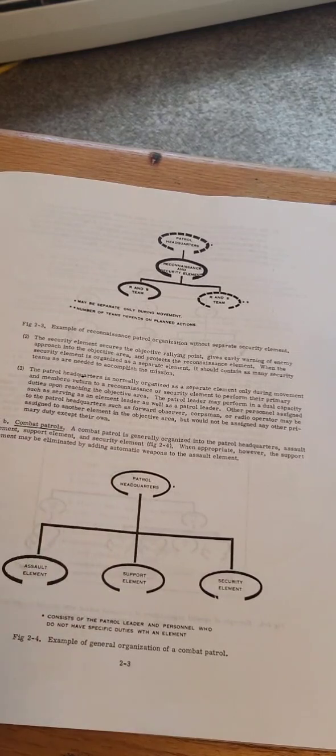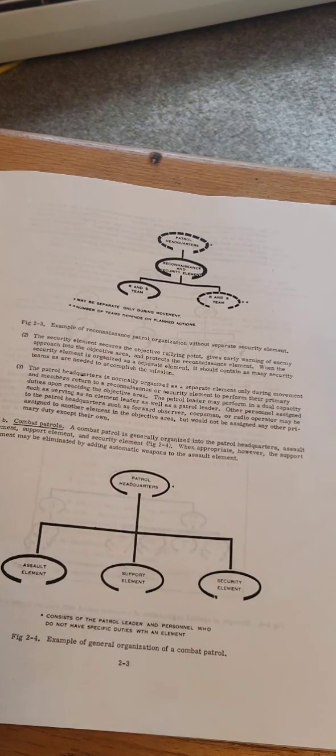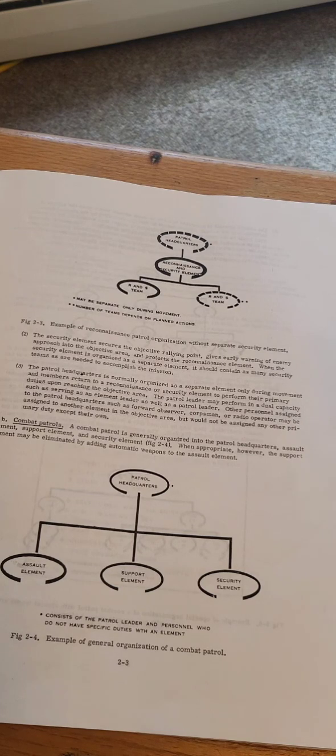2. The security element secures the objective rally point, which gives early warning of enemy approach into the objective area and protects the reconnaissance element. When the security element is organized as a separate element, this should contain as many security teams as are needed to accomplish the mission.